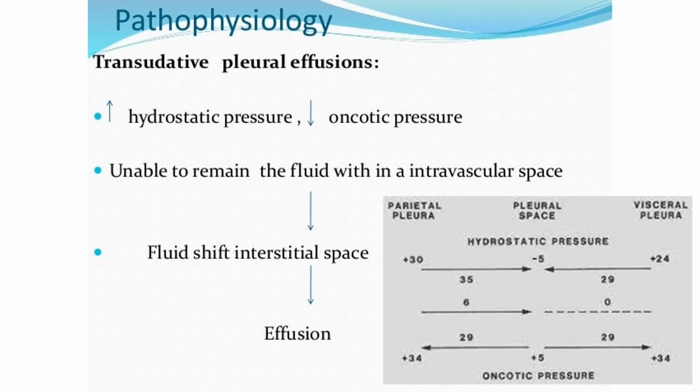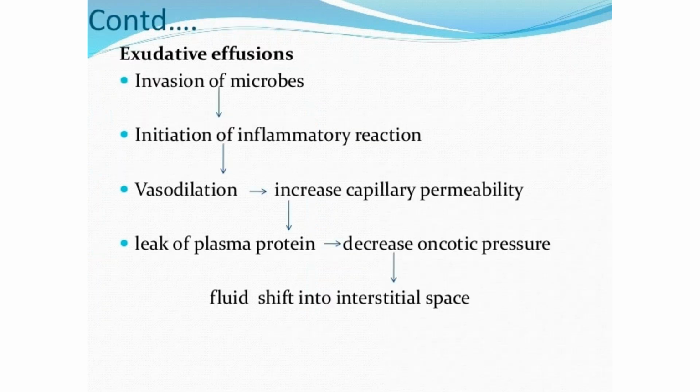Exudative, for example, there is invasion of bacteria, which causes irritation of the pleural membranes. It causes vasodilation. You know all the stages of inflammation, and there's an increased capillary permeability, which leads to loss of plasma protein and decreased oncotic pressure in the blood, which further helps shift the fluid into the interstitial space and the pleural cavity and formation of the pleural effusion, exudative pleural effusion.